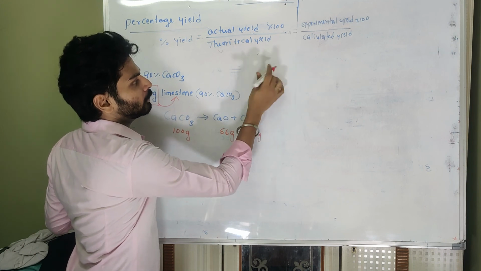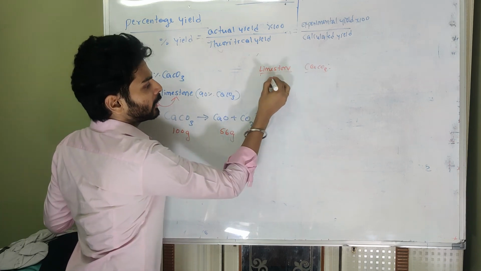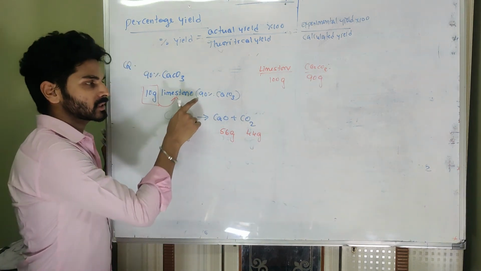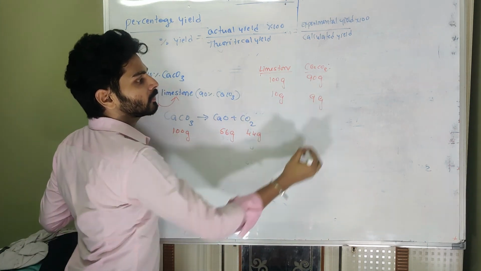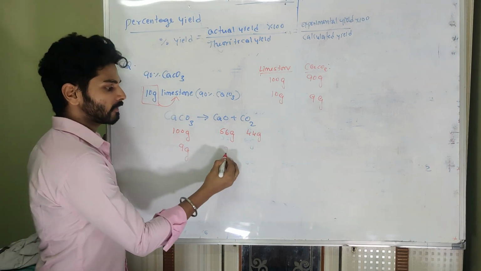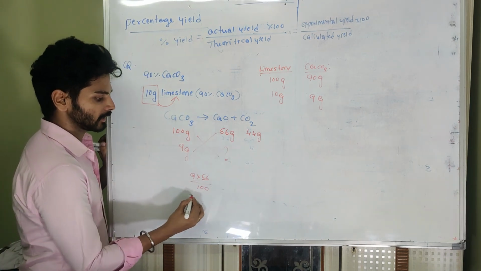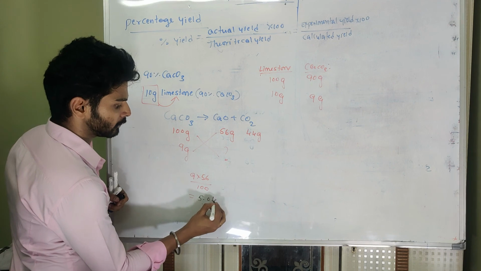So if limestone is 100 gram, then out of 100 gram 90 gram will be calcium carbonate, because of 90% purity. So if limestone is 10 gram, then definitely calcium carbonate will be 9 gram. So here you have to use 9 gram, not 10 gram. Then you can now calculate. So this is 9 into 56 divided by 100. So we can calculate it as 5.04 gram.